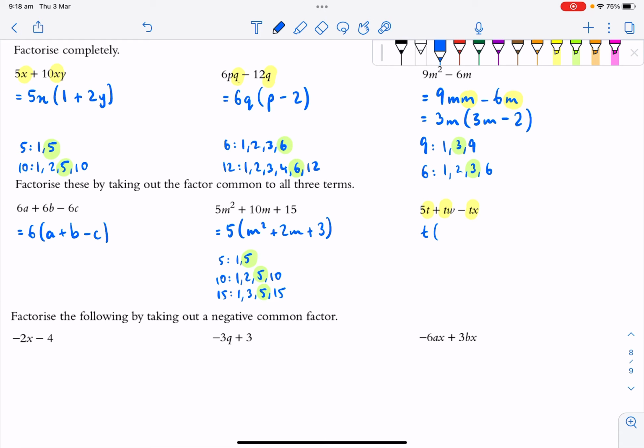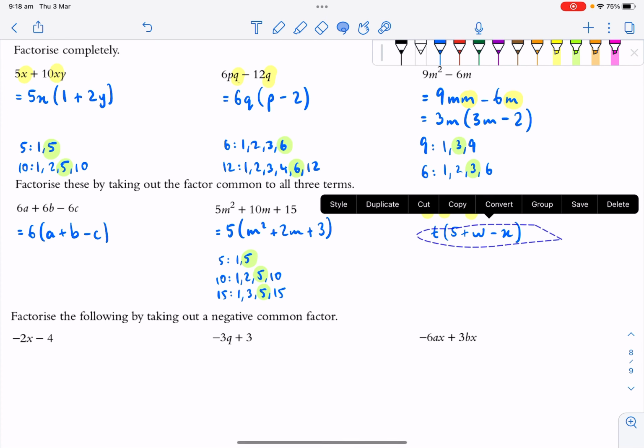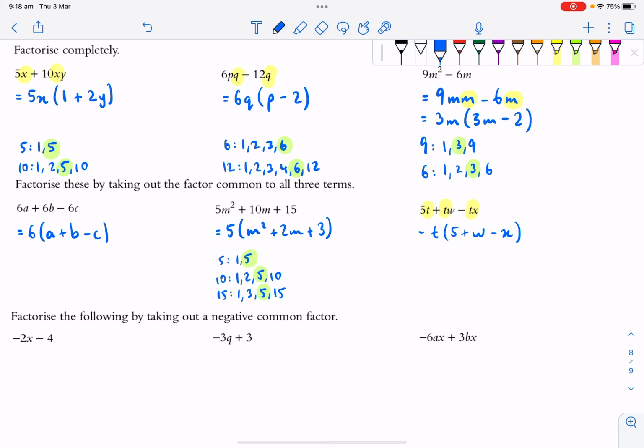And then I'll write down everything that's left behind. So firstly, we have left behind the 5. In the second one, we have left behind the W. And in the third one, we've left behind an X. And there we go. That one was even quicker. So you'll find that if you're doing the letter questions where you have to take out the letter, you might answer the questions very quickly.